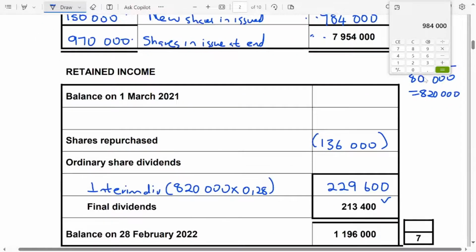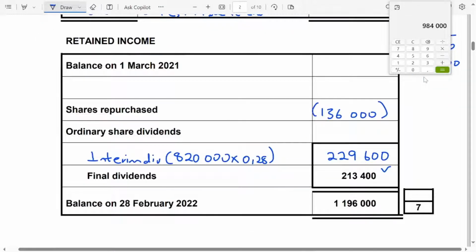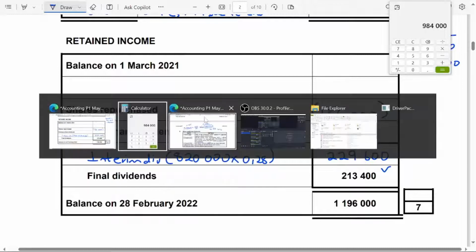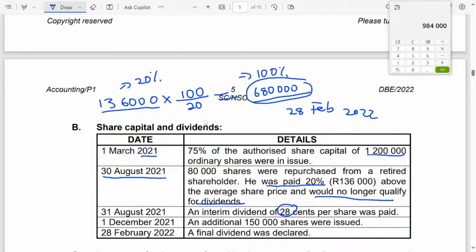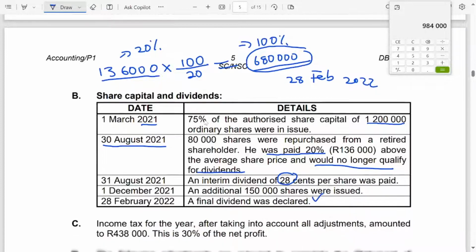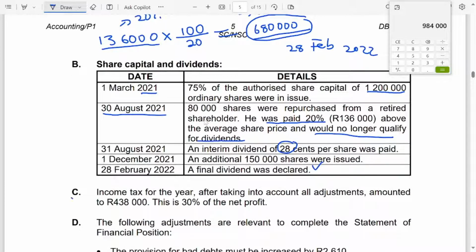Let's go to the retained income. So we've recorded the interim, and the final was already recorded for us. Now let's go to adjustment C, or transaction C. Income tax for the year, after taking into account all adjustments, amounted to 438,000. So this is the income tax.